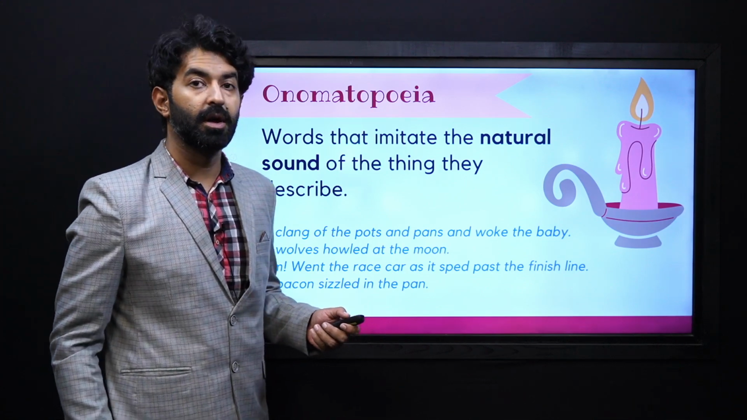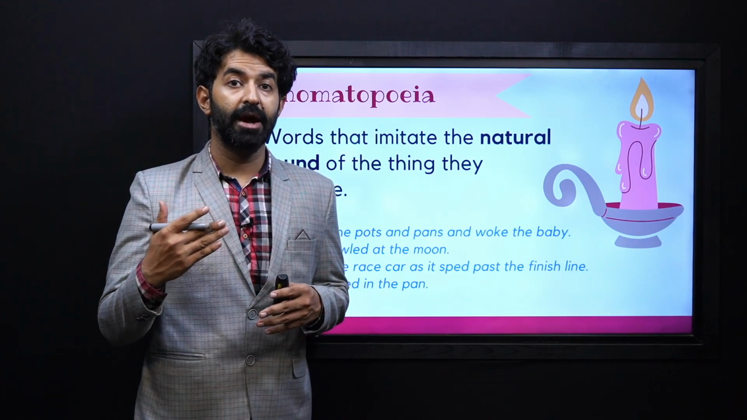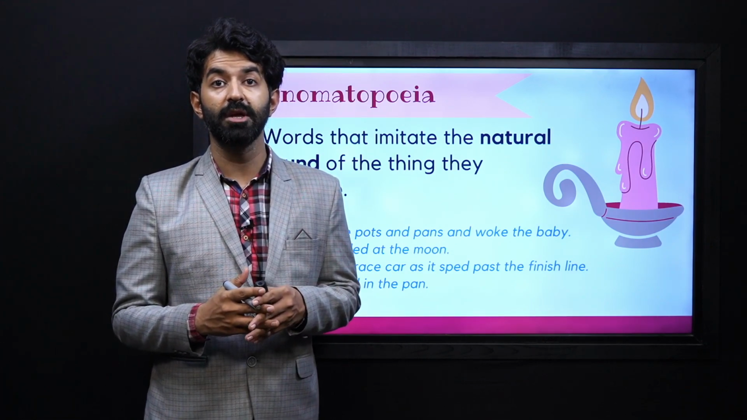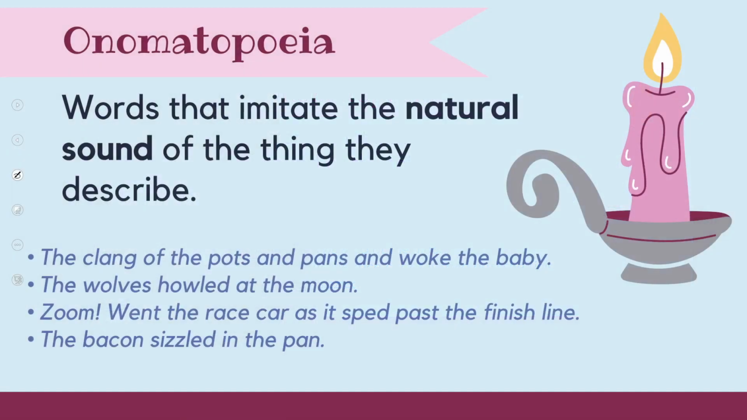Now, let's talk about another one, which is onomatopoeia. It gives us the sounds so that when we read them, we feel like we actually heard the environment, the sounds that the poem is describing. So, onomatopoeia are words that imitate the natural sound of the thing they describe. Since we are only reading the poem and not seeing anything in front of us, onomatopoeia targets our hearing and gives us the sound of the natural environment and surroundings.